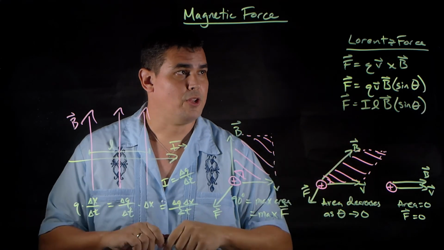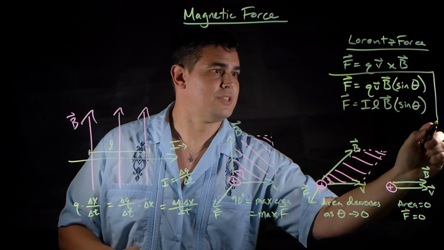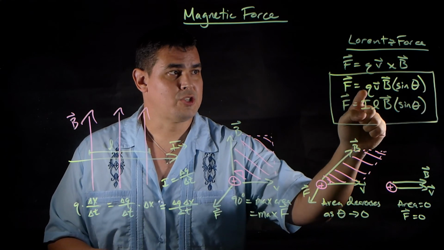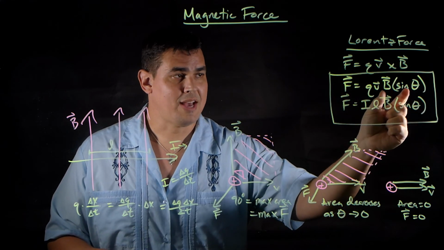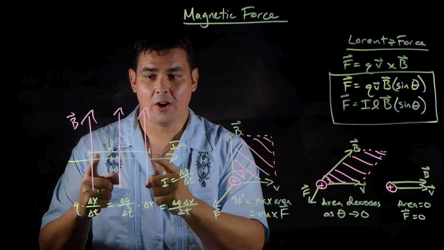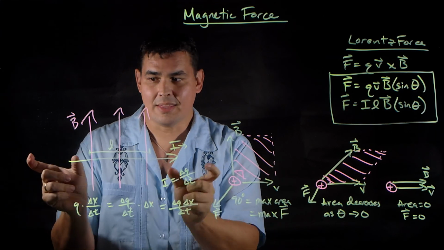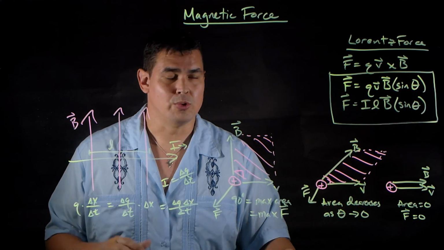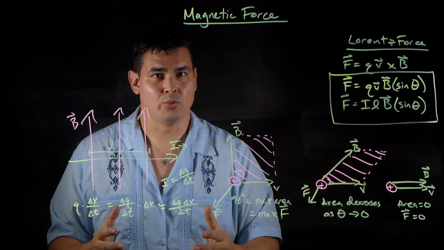So for the Lorentz force, the equations you'll see on your formula sheet are: force is charge times velocity times the field times the sine of the angle between the two vectors, or current times the length of the wire in the field, not the whole wire, because nothing's happening out here, it's got to be in the field, times the sine of the angle. This will get you the magnitude, but we've got to use the right-hand rule to get the direction.